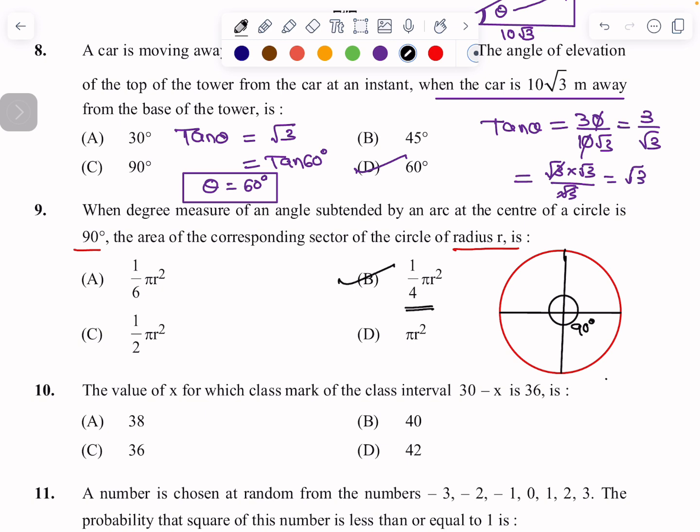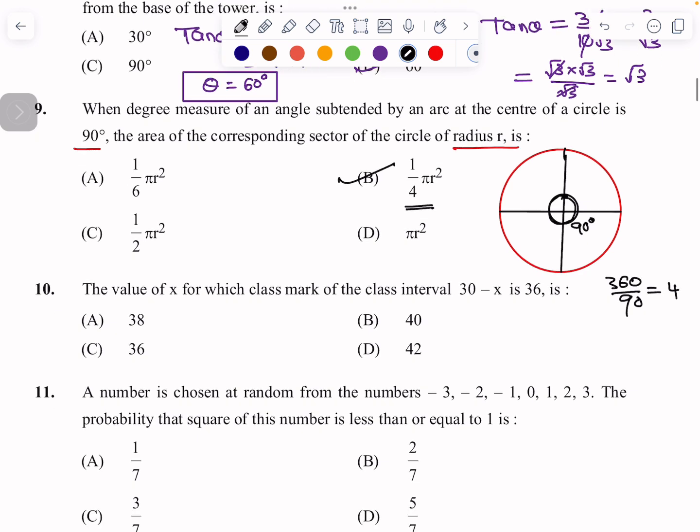So in this quarter part of the circle, the angle is 90 degrees, right? So 360 by 90. The total angle of the circle at the center is 360 degrees. So 360 by 90 means it's a fourth part of the circle, right? So when you divide the area of the circle into 4 parts, you will get 1 by 4 pi r square. Okay, is it clear everyone?